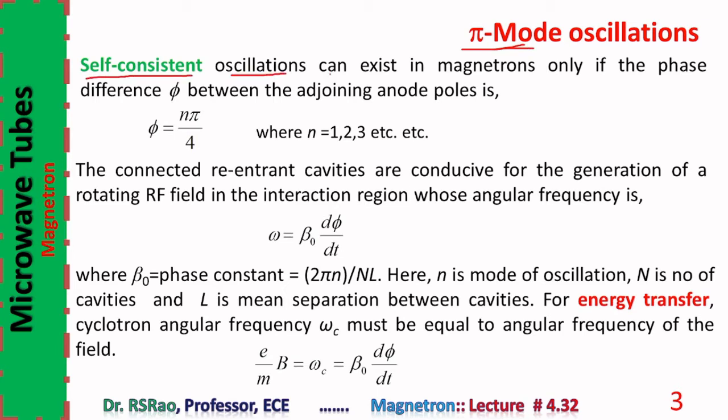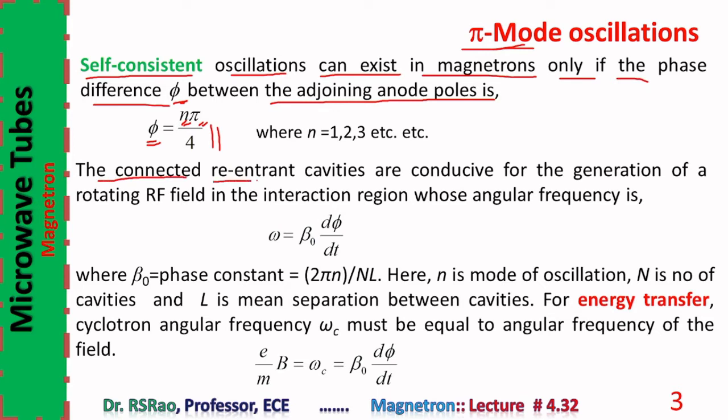Self-consistent oscillations can exist in magnetrons only if the phase difference phi between the adjoining anode poles is n pi by 4. When n is selected as 4, phi becomes pi. Then that particular mode of functioning is called pi mode of operation.